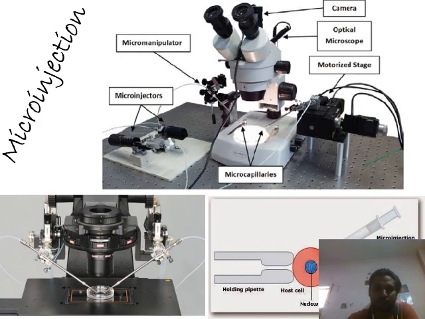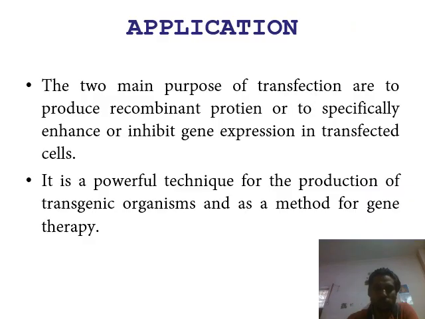So this is a figure of the microinjection assembly. In microinjection we are using a microscope. This is an inverted type of microscope, and this is a stage where we can keep our cells, and this is the holder and this is the microinjector. By using the microinjector we can inject any kind of DNA inside the cells. There is also a camera, by which you can see whatever you are doing in the microinjection.